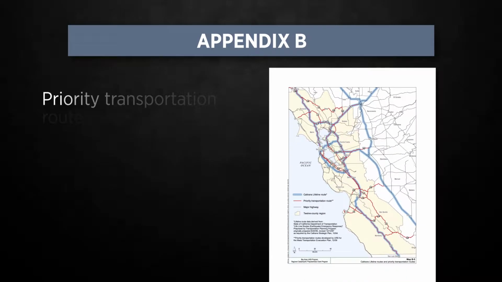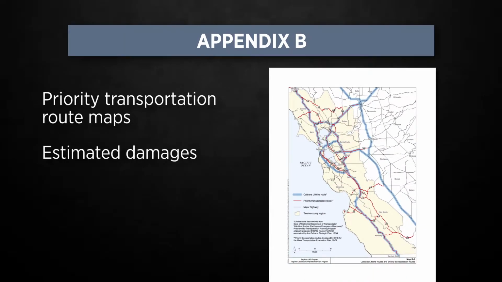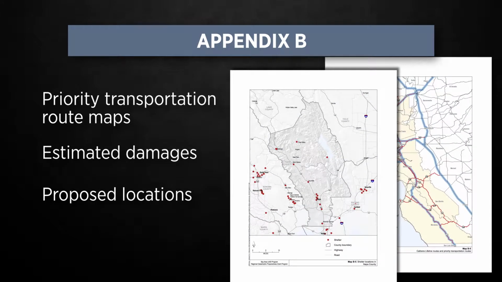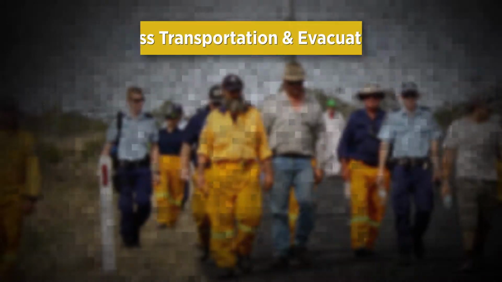Look to Appendix B in the regional plan for priority transportation route maps showing estimated damages to surface transportation systems and proposed locations for local pickup points, bases, and camps.